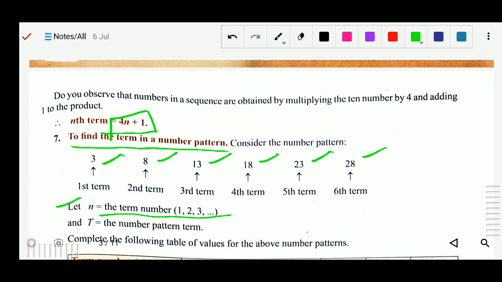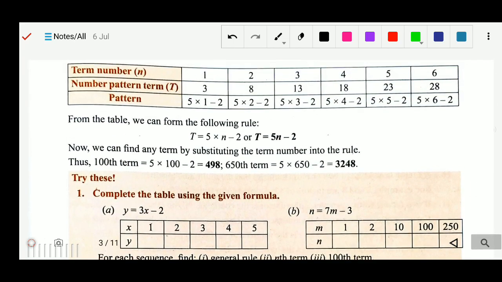Okay, you can see here the number pattern. What pattern is it following? You will see here. So the first, the second, this number pattern: in the first 3, then 8, then 13. So how can you find the rule? Here you have to find the rule. What are we doing? We are doing 5 into 1 minus 2, here 5 into 2 minus 2, 5 into 3 minus 2. We are multiplying, so what is the rule? t is equal to 5 into n minus 2.